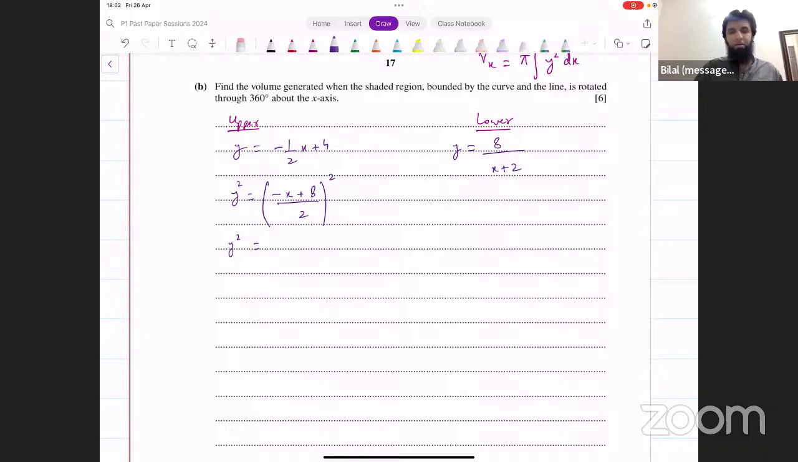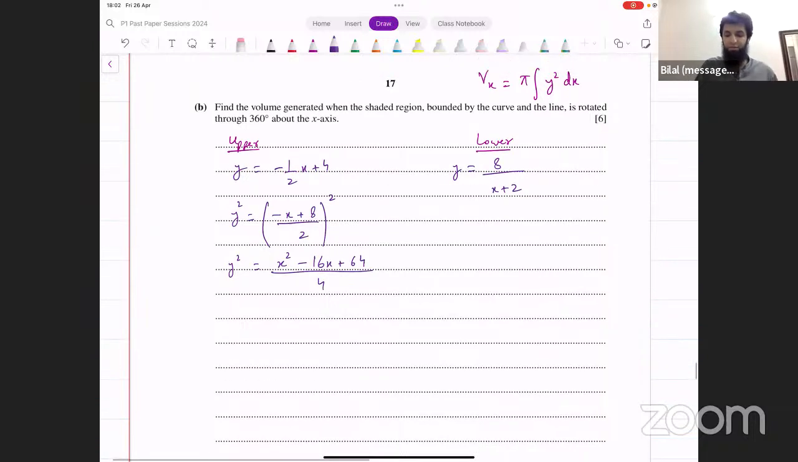y squared. In the numerator, we've got (a plus b) squared. a is minus x, whole squared, that's going to be x squared. And then 2 into minus x into 8, that will be minus 16x, plus 8 squared, that's 64. In the denominator, you've got 4. This is y squared. This is what we need to integrate later on. Okay, that's the upper function.